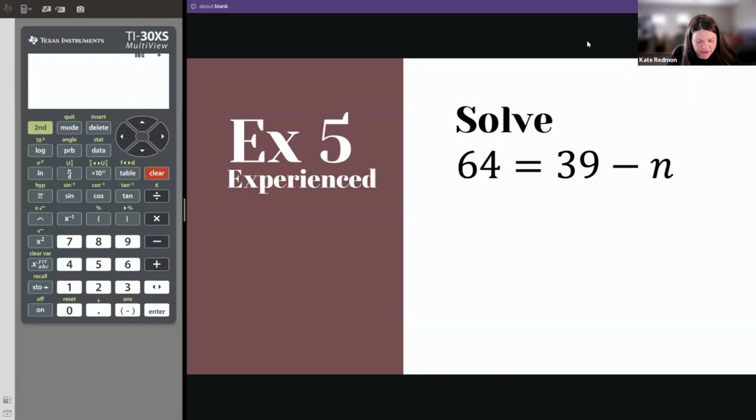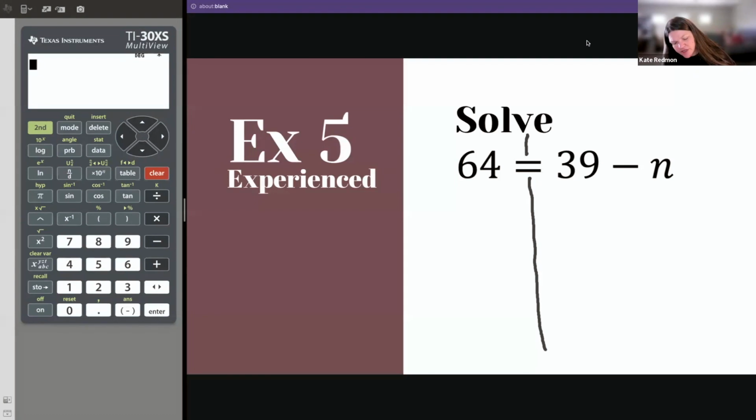So first one, solve 64 is equal to 39 minus n. Now you might be thinking, hey, Kate, this doesn't seem so experienced to me. In fact, it seems easier than the other ones. Isn't this a one step? There's only one number to get rid of. Well, it's actually a two-step in disguise. Let me show you what I mean.